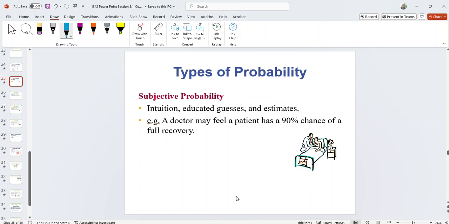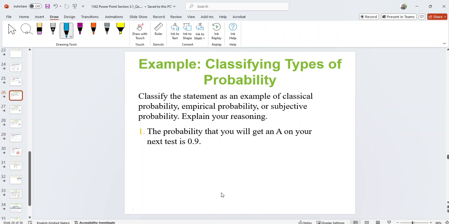Okay, so another subjective probability here. All right. So if we say the probability that you will get an A on your next test is 0.9, what do you think of this probability?